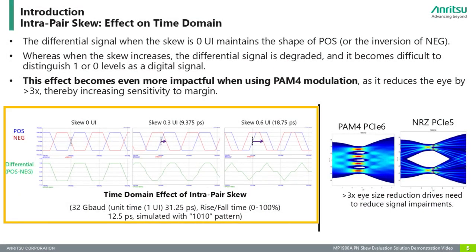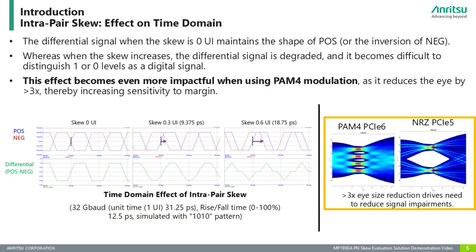A concrete example of the effect of intrapair skew in the time domain can be seen in the figure. When skew is 0 UI, the resulting differential signal maintains the shape of the positive signal. As skew increases, the differential signal is degraded. This effect becomes even more impactful in PAM4 due to the smaller eye size.